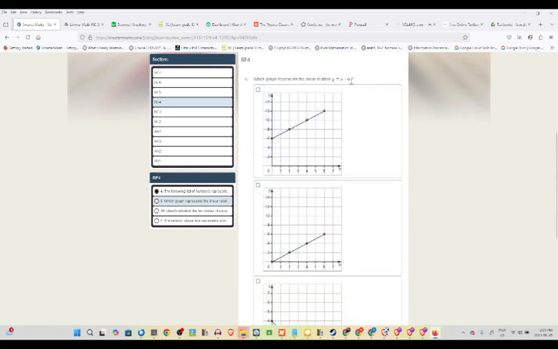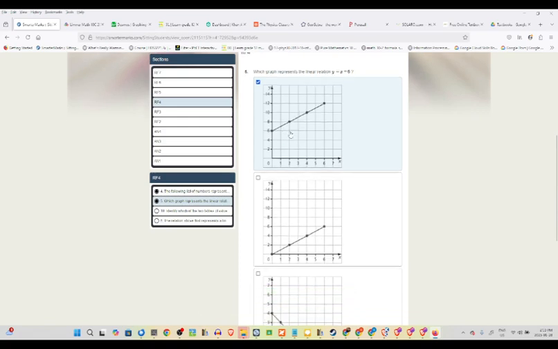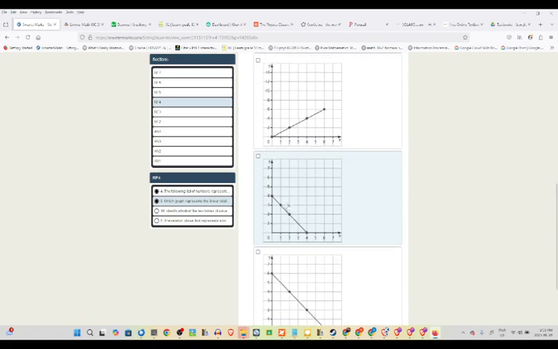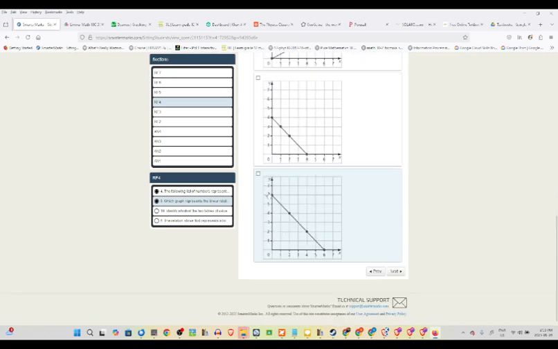This one, which graph represents the linear relation y equals x plus 6? That's a slope of 1 and a y-intercept of 6. This one, we have the y-intercept of 6. When x increases by 2, so does y. B has the wrong y-intercept, C has the wrong y-intercept, D has the correct y-intercept, but a negative slope.